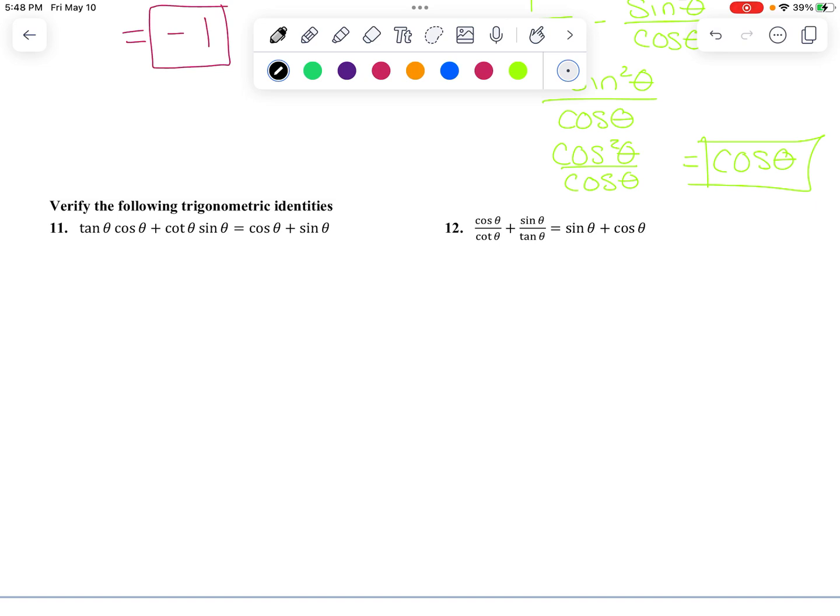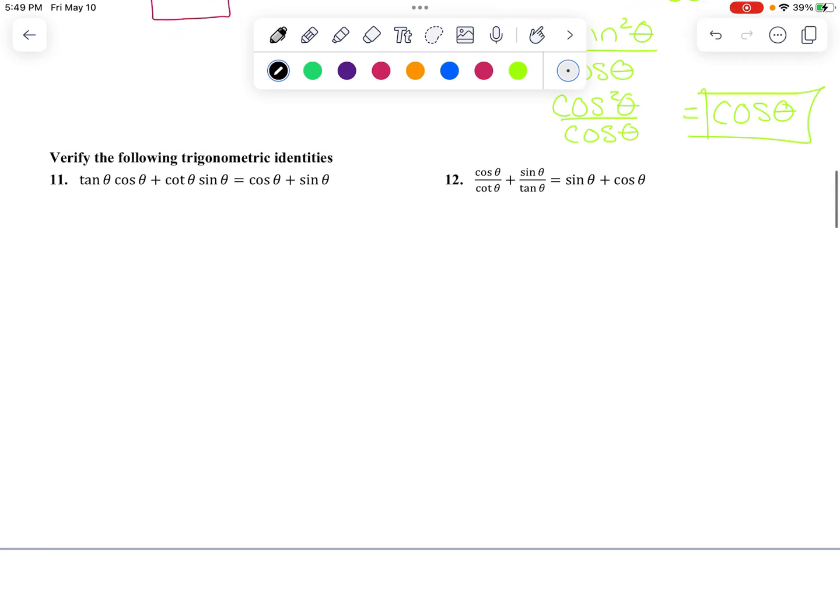Remember, as you are going through the verifies, that you need both sides of the verify at all times. You also need your thetas at all times. Okay. Tangent cosine plus cotangent sine equals cosine plus sine.